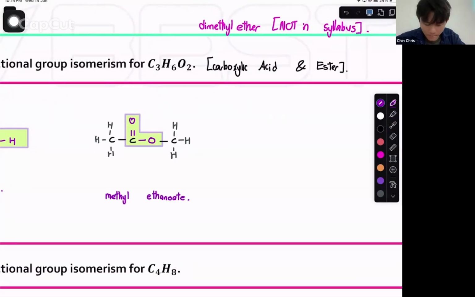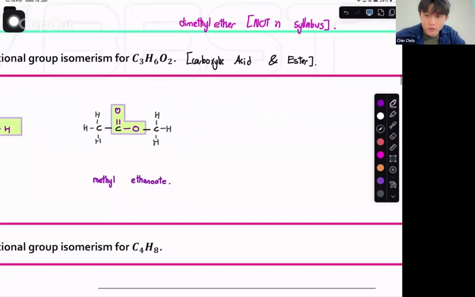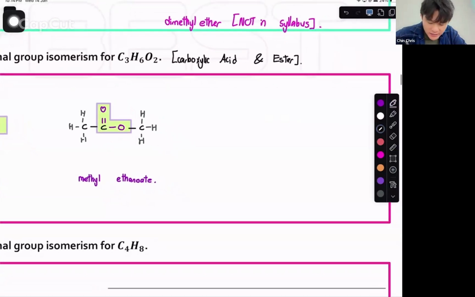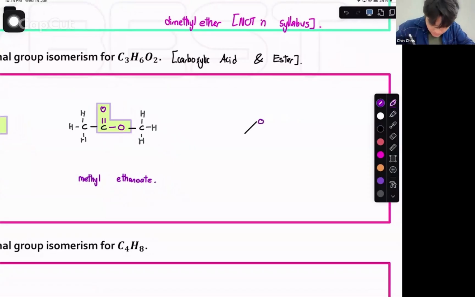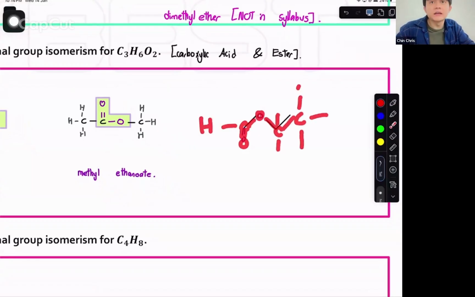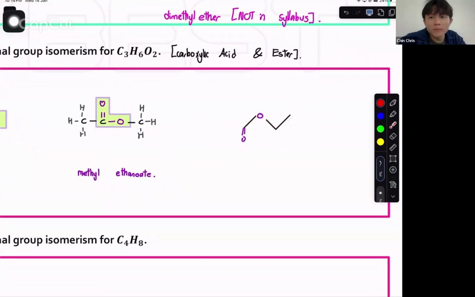Alright guys, this time I'm going to show you a skeletal structure. I can draw a C double bond O, straight away connect to an O, then connect to two more carbons. Let's see one more time, guys. It's going to be C double bond O, connect to O, connect to a CH2, connect to a CH3. I'm showing you guys a skeletal this time.